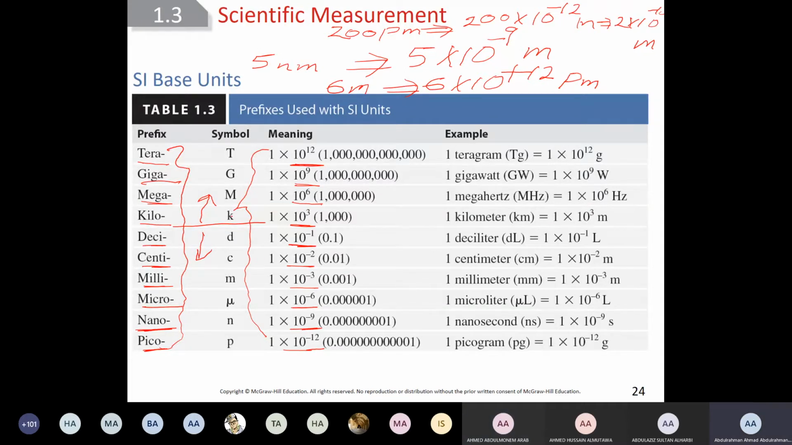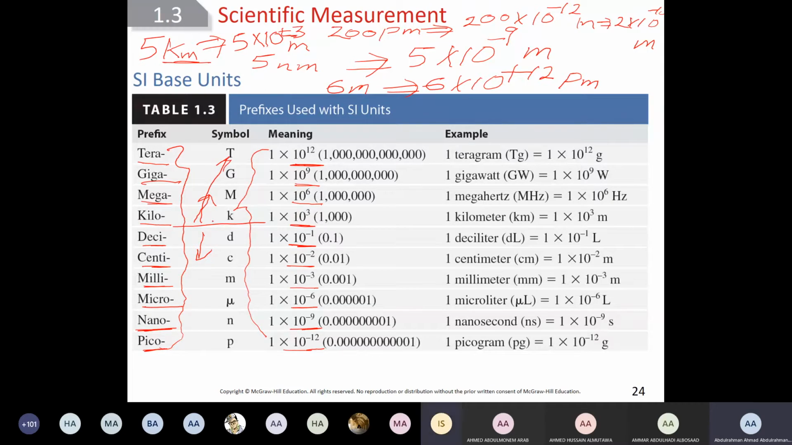If I have 5 kilometers, how many meters is this? 5,000 meters. I want you to put it in power: 5 times 10 to the power plus 3 meters. Now notice, kilometer and above, all of these are bigger than a meter, so we have to multiply by 10 to a plus power.